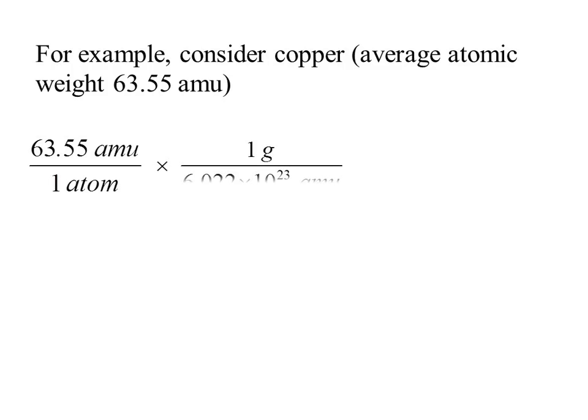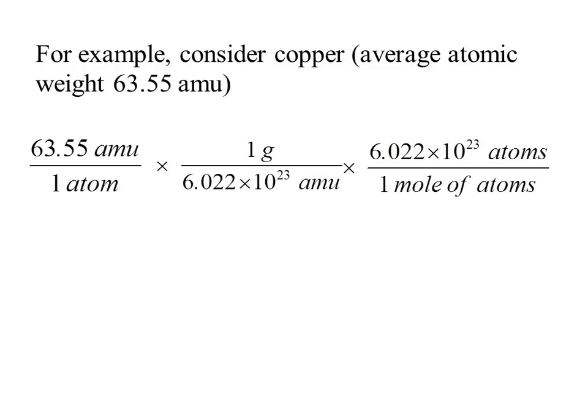Another thing we talked about recently, I think this was Monday, is that AMUs are really small. In terms of AMUs, we have this relationship: 1 gram is approximately equal to 6.022 times 10 to the 23rd AMUs. And the reason I'm doing a factor label problem here is that my AMUs cancel out, and I have grams per atom. But I want grams per mole.